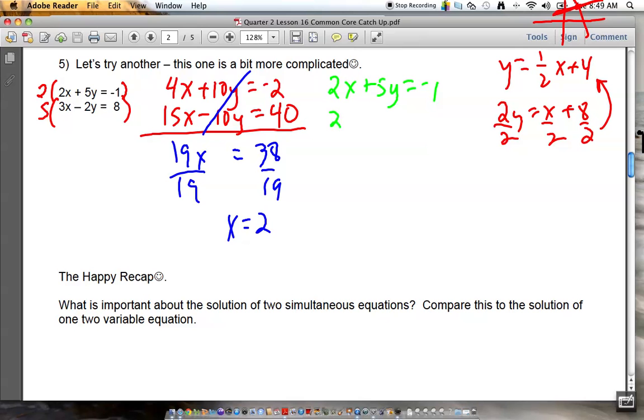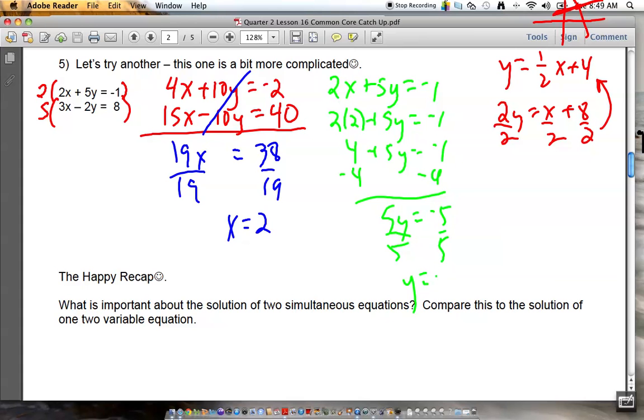So x is 2, so 2 times 2 plus 5y is negative 1. 4 plus 5y is negative 1; minus the 4, and I get 5y is negative 5. Divide by 5. y is negative 1. You still got a negative. So it's not that you won't get a negative answer, it's that I won't have to multiply or divide by a negative to get my answer. It's not that the other way is bad, I just think that with it positive, you're a slight bit less likely to make a careless mistake.